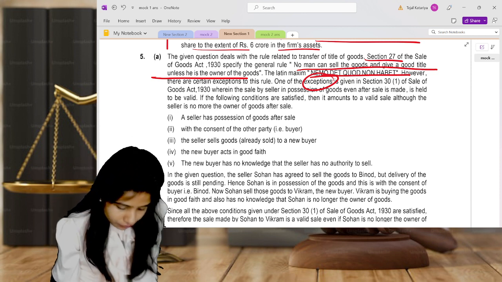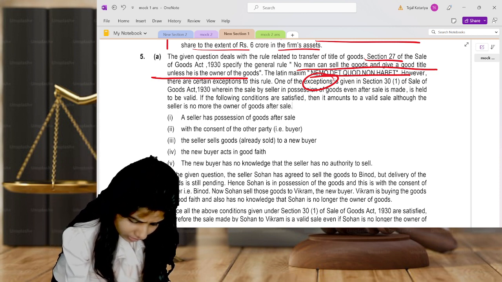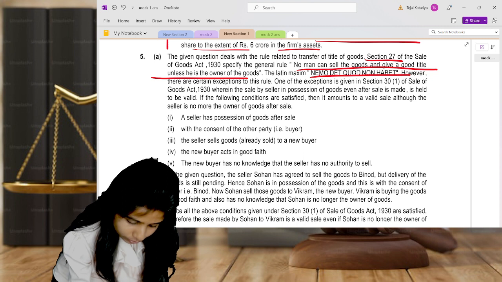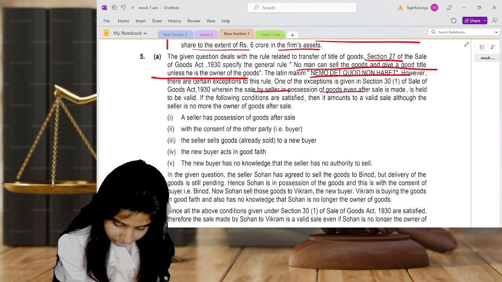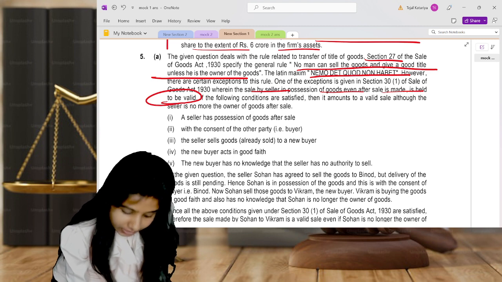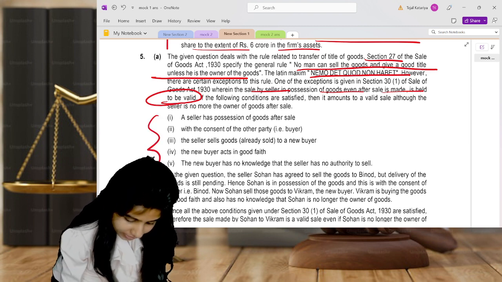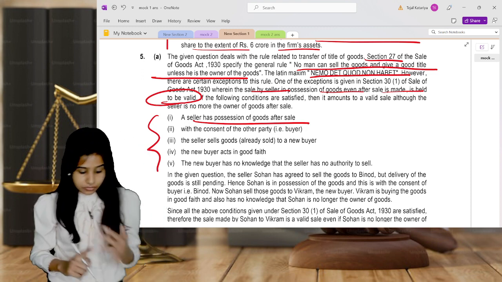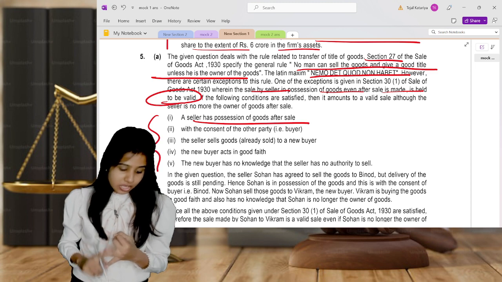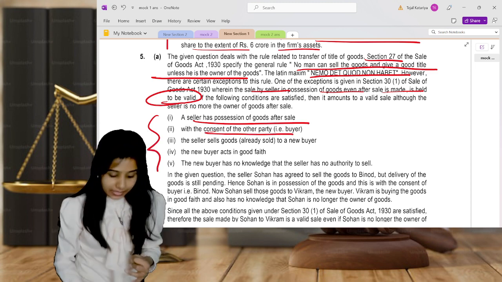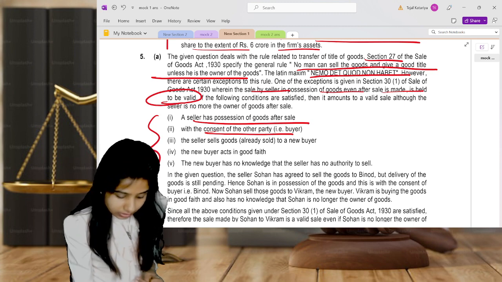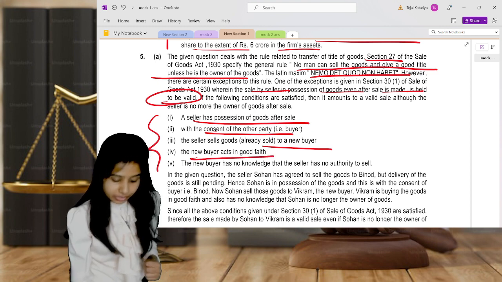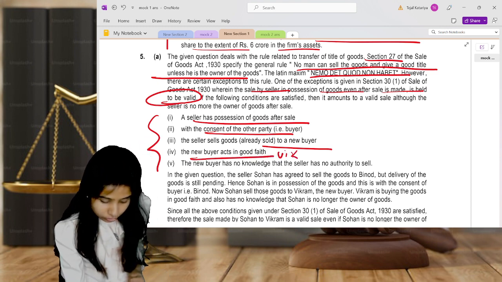So the exceptions are, first of all, understand, whenever the sale is according to no man can, according to section 27, then in that situation a sale by the seller in possession of the goods, even after the sale is made, is held to be valid in exceptional situations. Which are they? First of all, after fulfilling the following conditions: first, the seller must be in possession of the goods. The second is with the consent of the other party, that is the buyer. The third is the seller sells the goods already sold to a new buyer. The fourth is the new buyer acts in good faith. The new buyer in our example is Vikram.